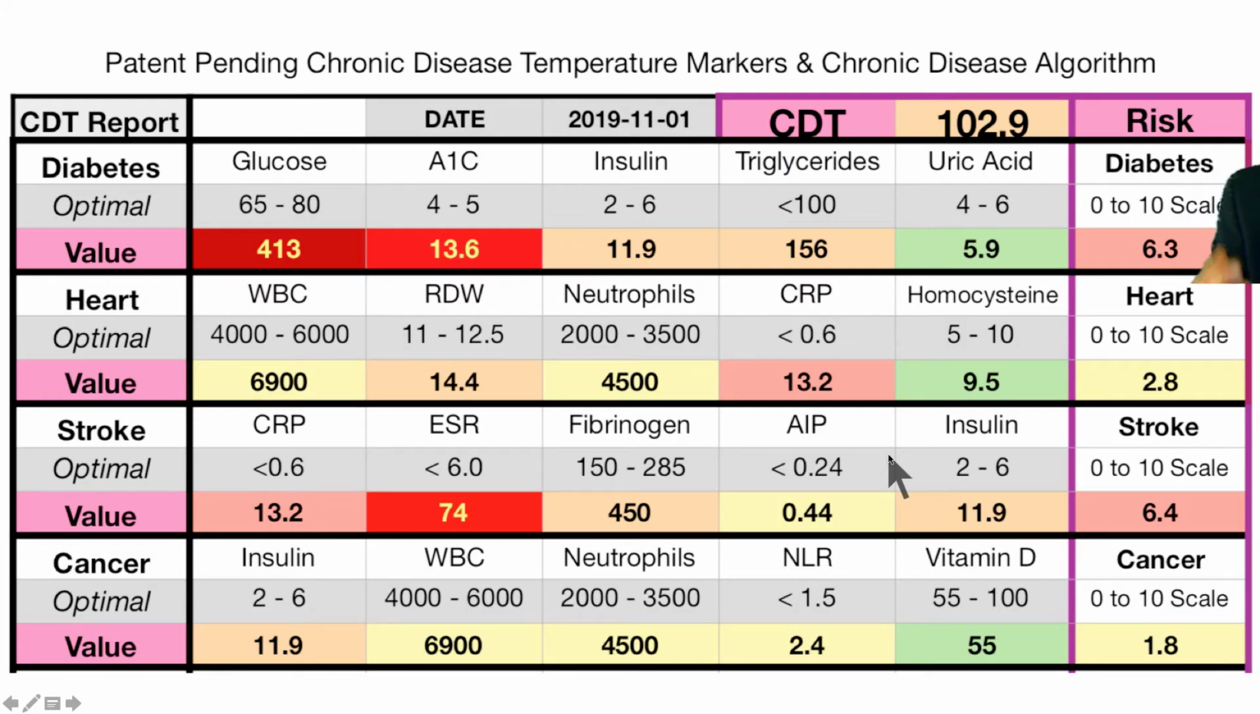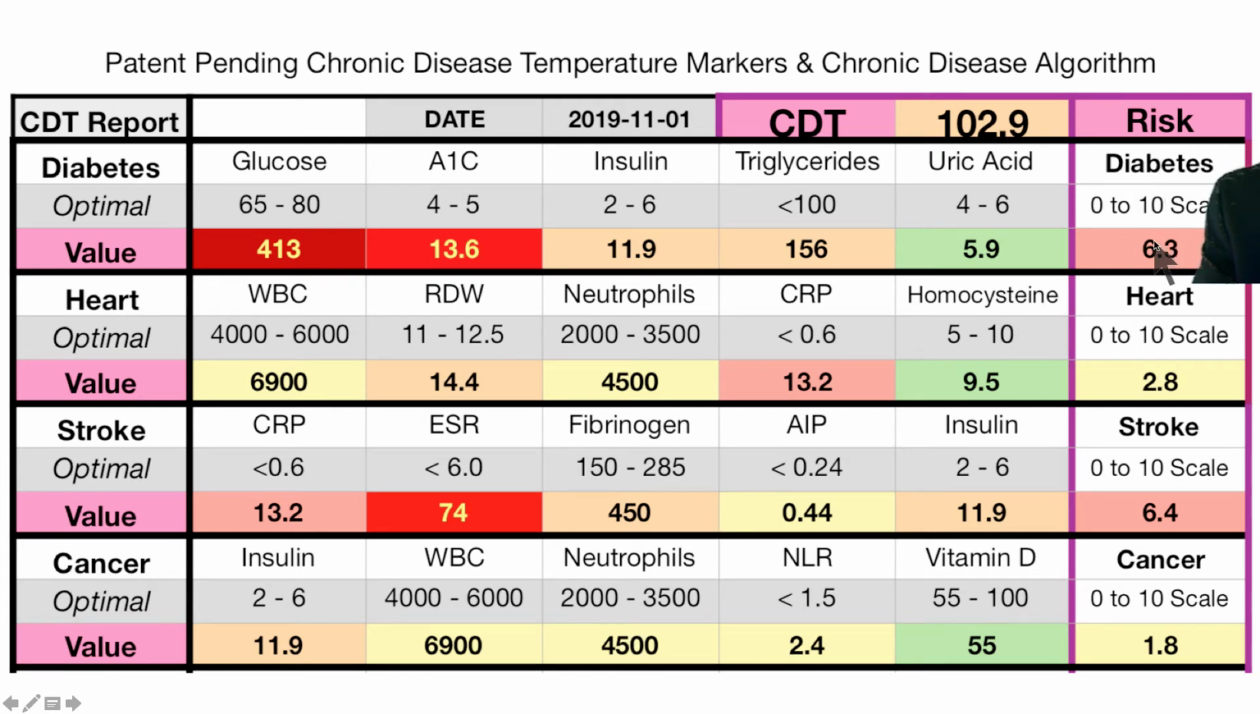So the chronic disease temperature is a patented algorithm that we created from Harvard medical doctors and MIT scientists. And this is a portion of the report. And we give you a color-coded marking based on where any of these very important markers that predict future chronic risk lie on a scale. And we also break your risk down into categories of health, from diabetes, heart disease, stroke, cancer, and if the report went on, you'd see kidneys and things of that nature.